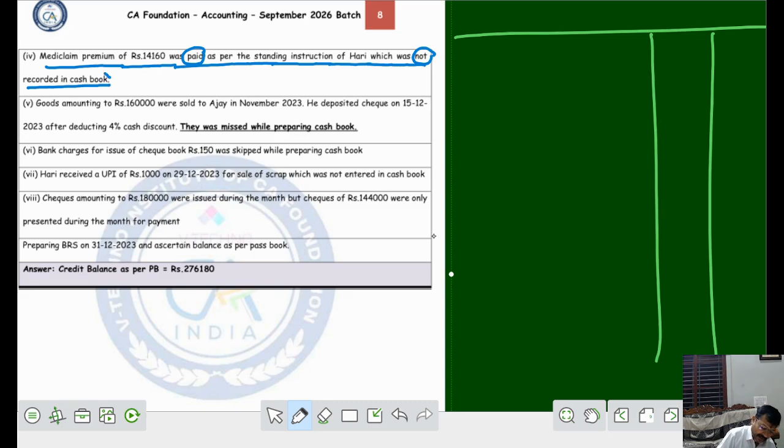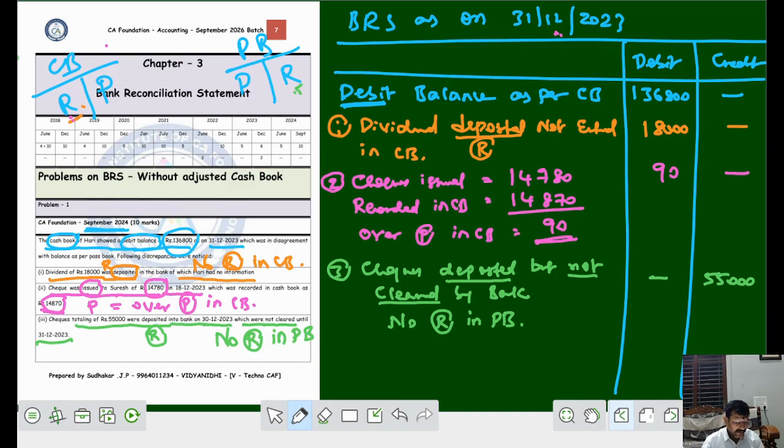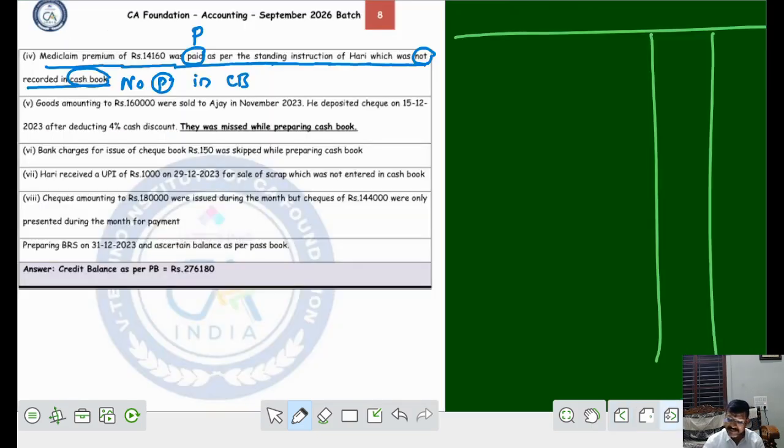What did they say? Not recorded in the cash book. See, when you observe this transaction, it is a payment. Not recorded in the cash book means no payment in cash book. No payment in cash book means no credit in cash book. So, where do we have to record? We have to record in the credit side only.